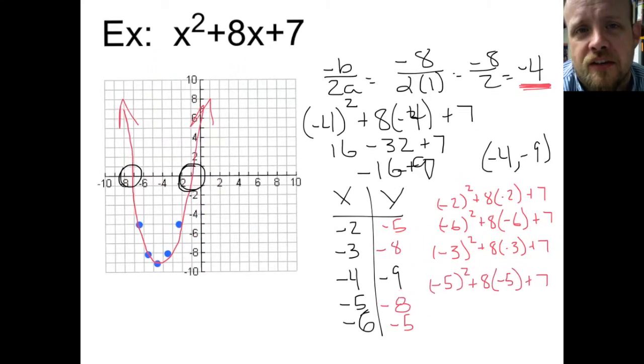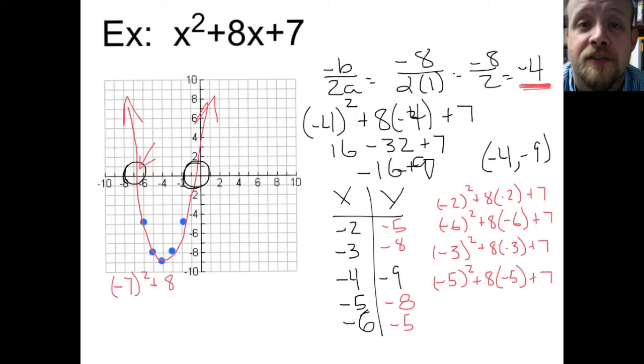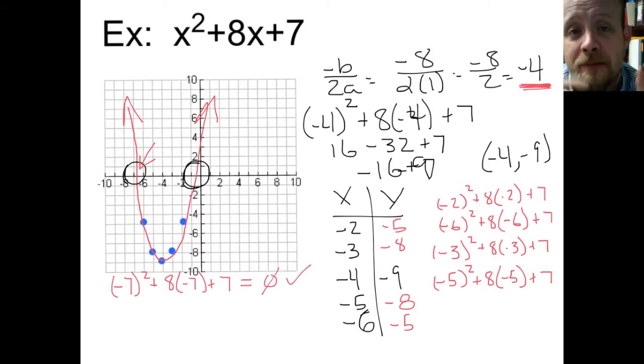If I look over here at the leftmost x-intercept, it's somewhere around the value of x equals -7. So that negative value here is somewhere around -7. So let's go ahead and just plug in -7 and see what happens. If I plug in -7, we get -7 squared plus 8 times -7 plus 7. When we work that out, we get a 0, which is great. It means that we're correct. Our x-intercept is exactly at -7, 0, where we thought it was on the graph.